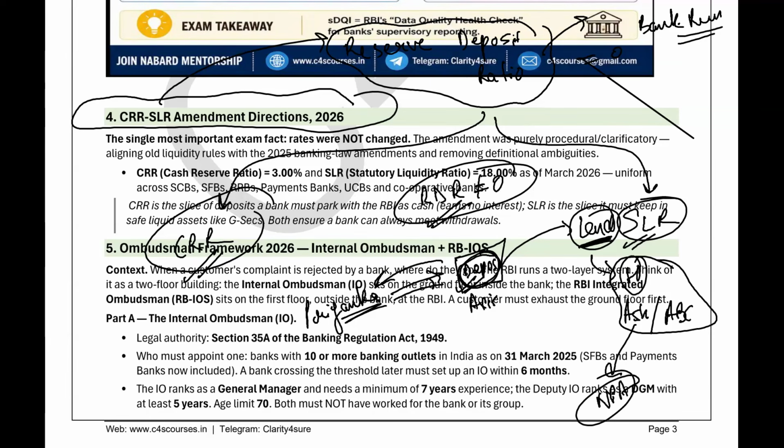You have to keep reserve, so that in the case of a bank run, if someone you are lending to is not returning the money and the case goes to bad loan, you have to maintain RDR, that is reserve deposit ratio. That's why it should not be equal to zero. And the two forms of RDR are CRR and SLR.